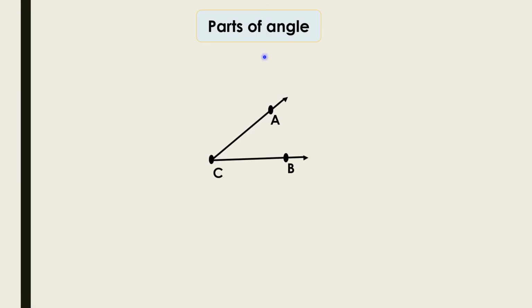The parts of an angle. So we have an example of an angle. This is angle ACB. We can call this BCA or angle C. In this part, as you can see, this point is the letter C. That's what you call the vertex of an angle.